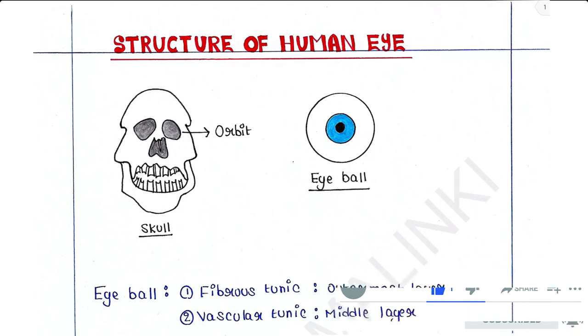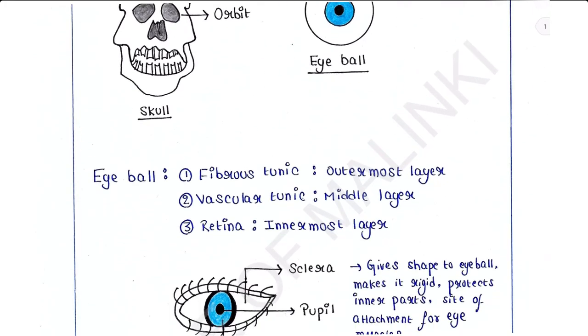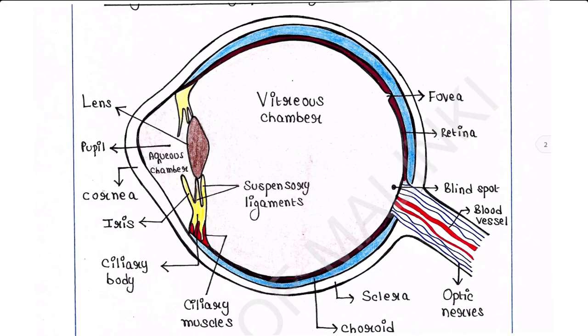So when we study the anatomy of the human eye, the main problem is that we basically get a picture like this, and we can't relate it with our real eye. So I'm trying to help you understand the structure of the eye in a more practical and realistic way.